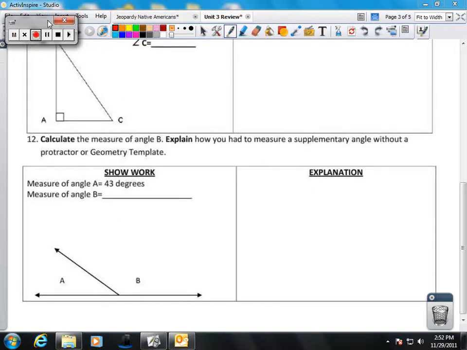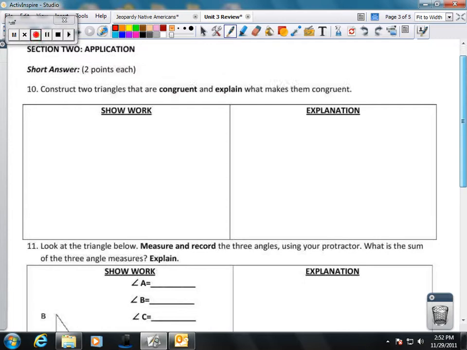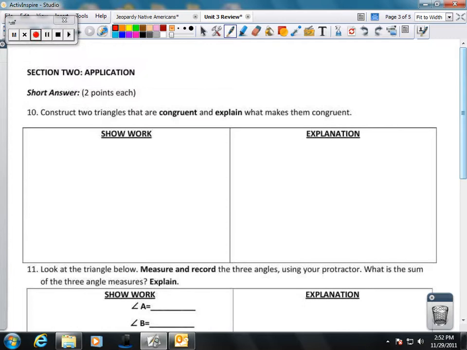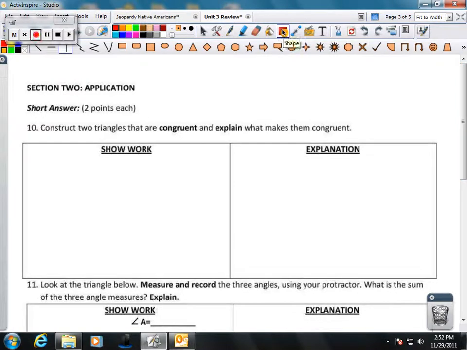Moving on to the next page. We have question number 10. Construct 2 triangles that are congruent and explain what makes them congruent. Well, let's talk about congruent angles. Let me get a triangle over here, and I did this for you guys in class, so hopefully you're going, oh yeah, I remember this.